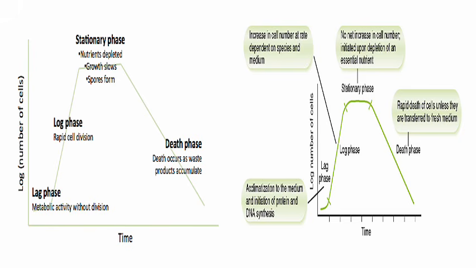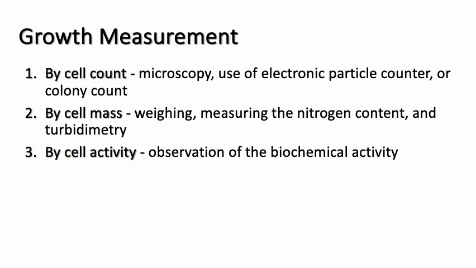So, saan po tayo dapat nagtetest? Tandaan niyo po, on the logarithmic phase. Now, what are the ways or methods to measure the growth of your bacteria in the laboratory? So there are three commonly used measurements for the growth of your bacteria in the laboratory. First is by cell counting. Okay, through microscopy, we can count the cells. So the higher the counted cells in the microscopy, the higher the growth of bacteria. You can also use electronic particle counters or colony counting methods.